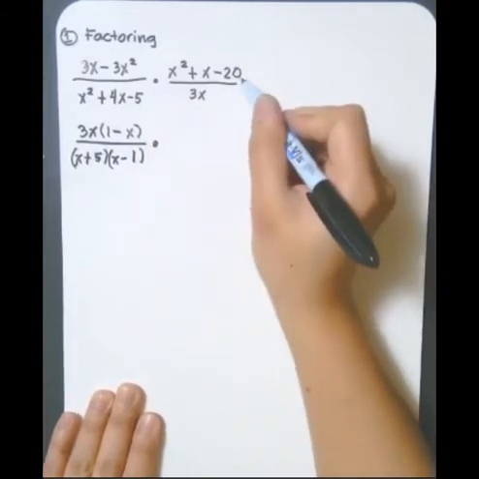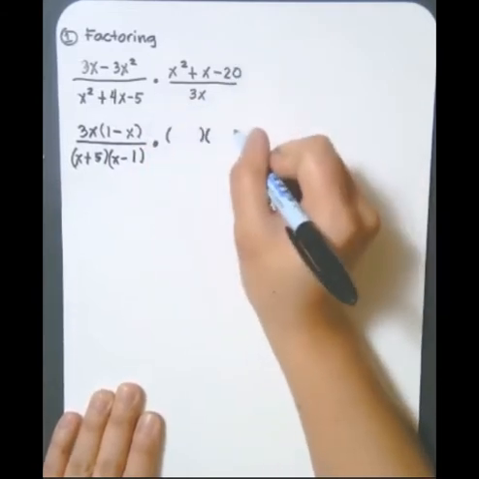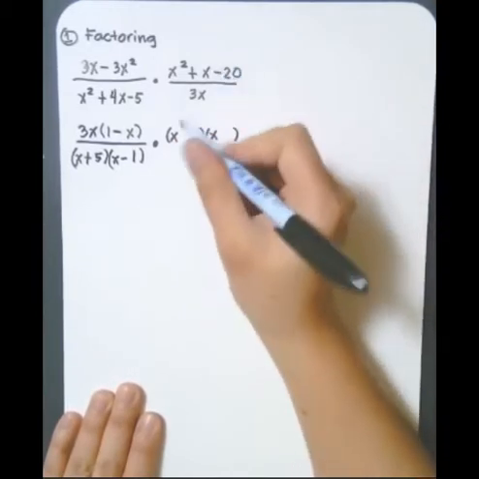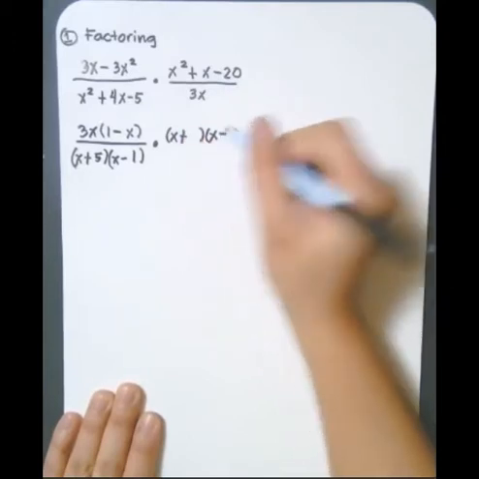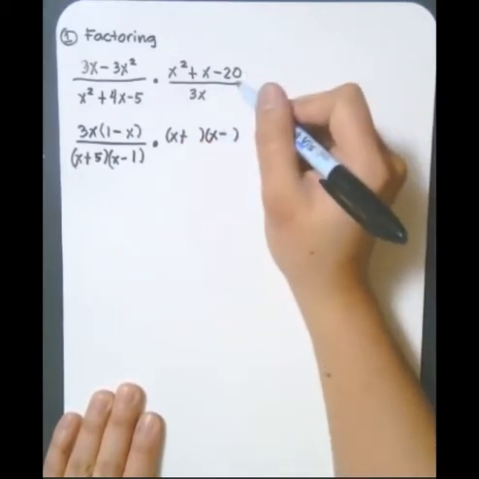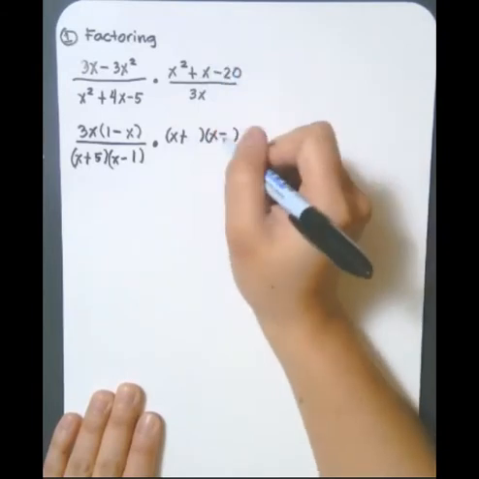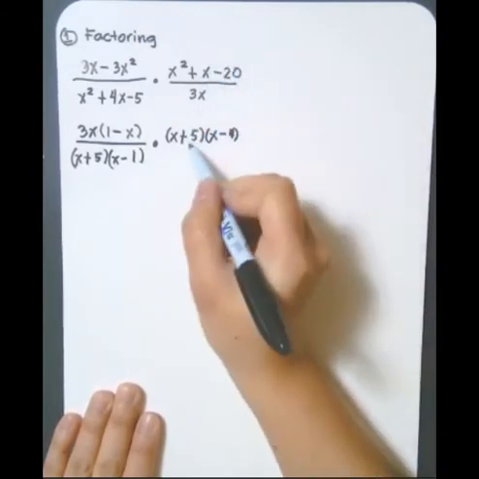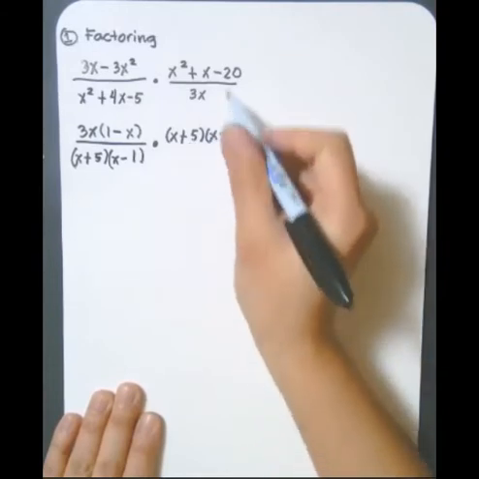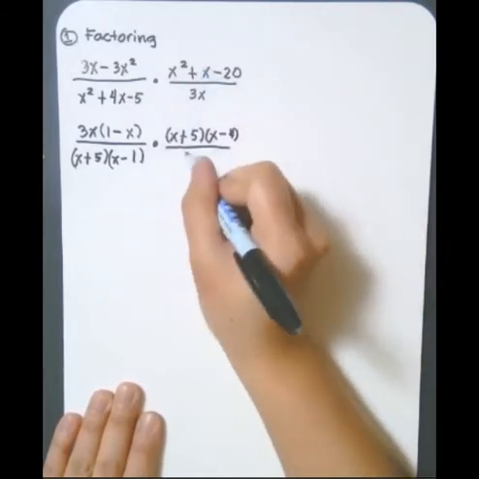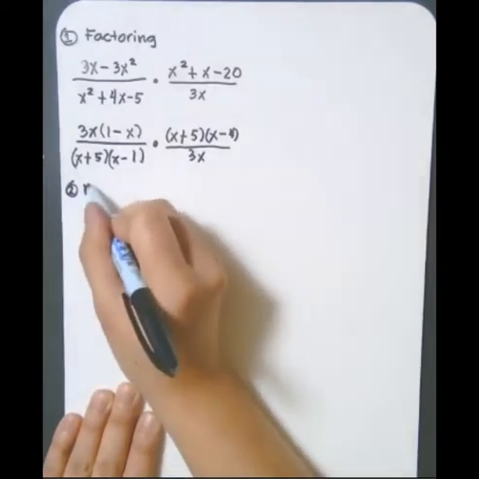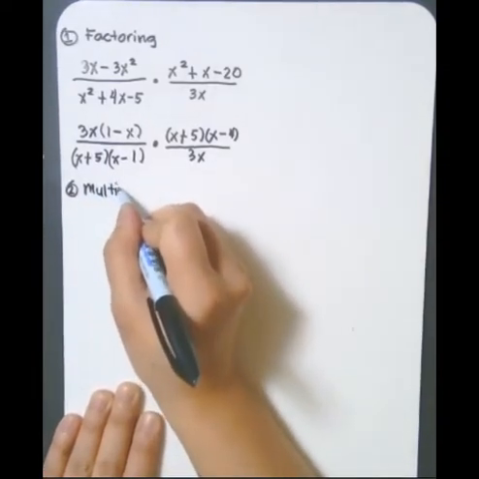Then we factor this one out. I will be writing x over here and x. This is negative, so one should be positive and the other negative. Factors of 20 that will give us 1 when we add them are 5 and 4. 5 plus negative 4 is positive 1, all over 3x. After we factor this out, we can now multiply our numerators and denominators.